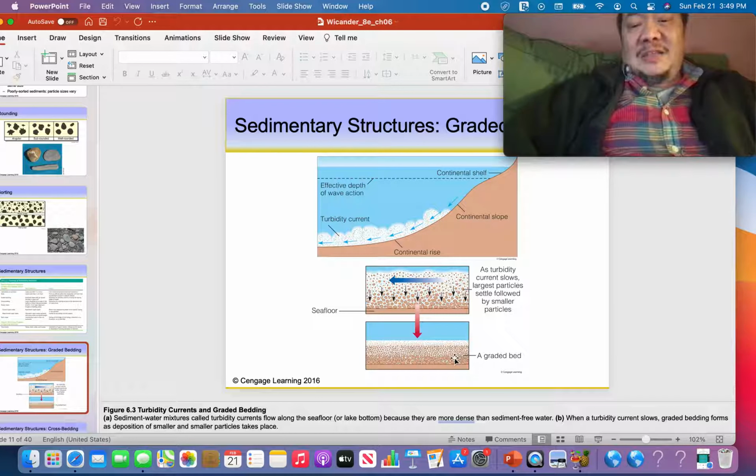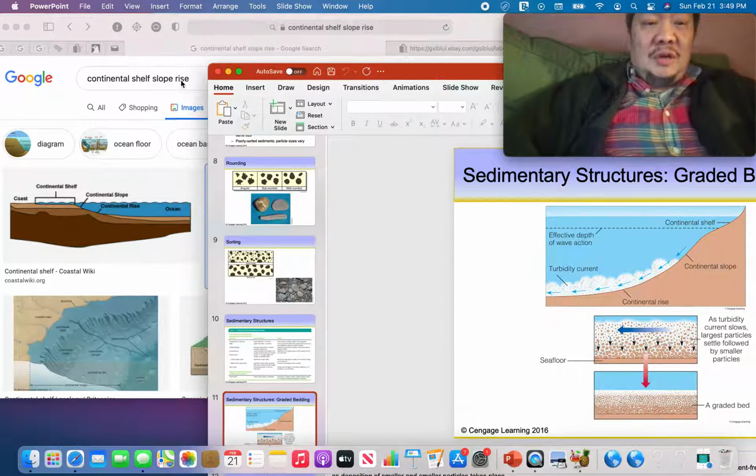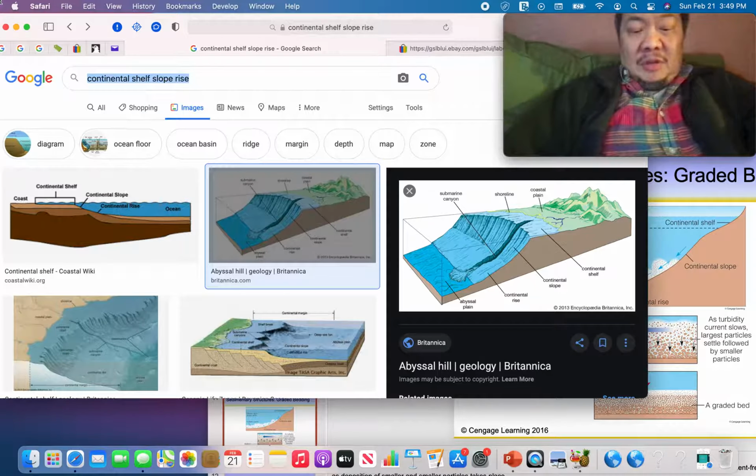You might find sand on top of that, and even smaller than sand is silt, and then the mud will be on top of that. So within a single bed, you see a decrease in grain size, and this is called graded bedding. Graded bedding. That's our first sedimentary structure. Let's take a look and see what graded bedding looks like.